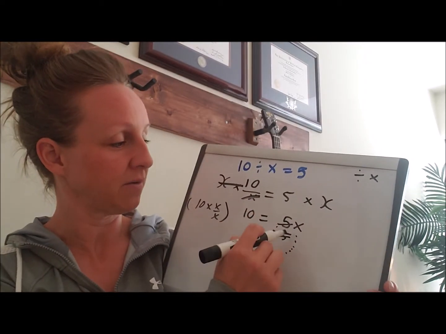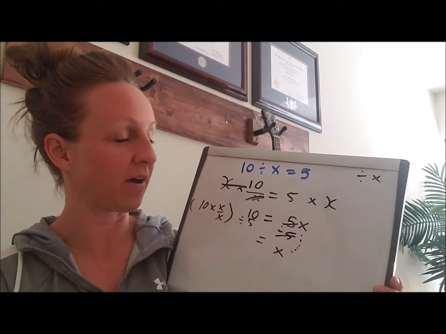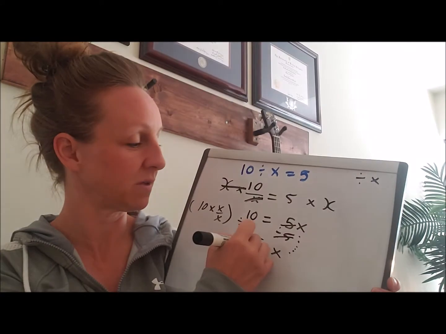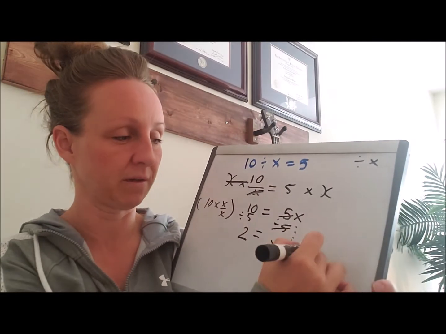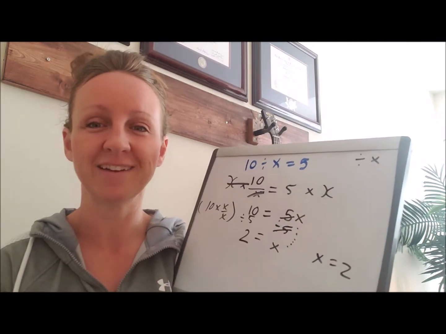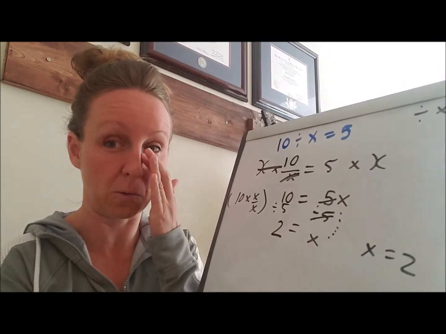My equal sign comes down. I divided this by 5, so I'm going to divide this by 5. 10 divided by 5 equals 2. And so it might look weird to say 2 equals x. You might want to be like, does x equal 2? Yes, it's the same thing. We just write it in the opposite order, okay?